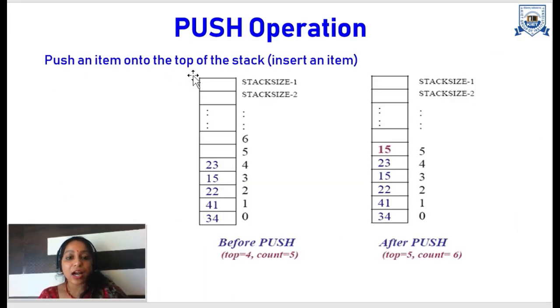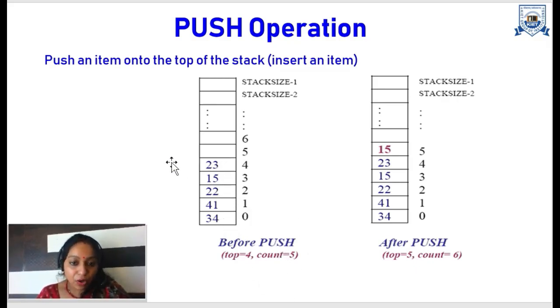We are pushing an item on the top of the stack. We're inserting an element. Suppose we are inserting 15. Currently this is our stack. We have enough stack space available, and as 5 elements are stored, the total count is 5, and top will always point to the last element. So the last element is stored at the 4th index location, so the value of top is 4.